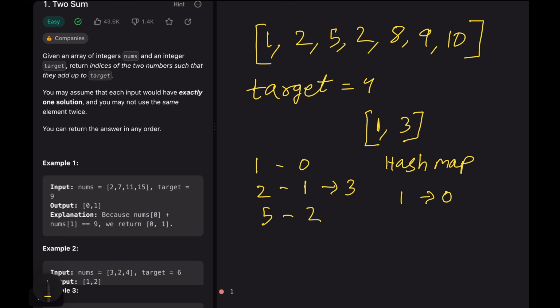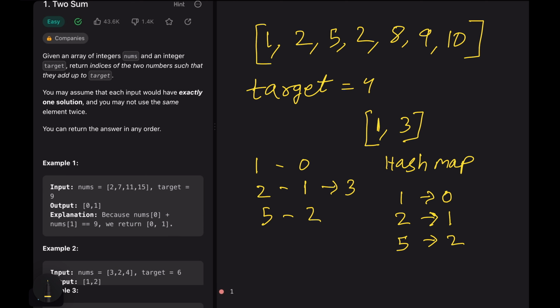But as of now we will not find it as we have not populated anything yet. So we will move on, and before going to the next element, we will store the number 2 and 1, right? After that we will go to 5, we will not find a -1, so we will store 5 and 2. But next we will go to the second 2, this one, and we will find that there is 2 already present in the hash map.